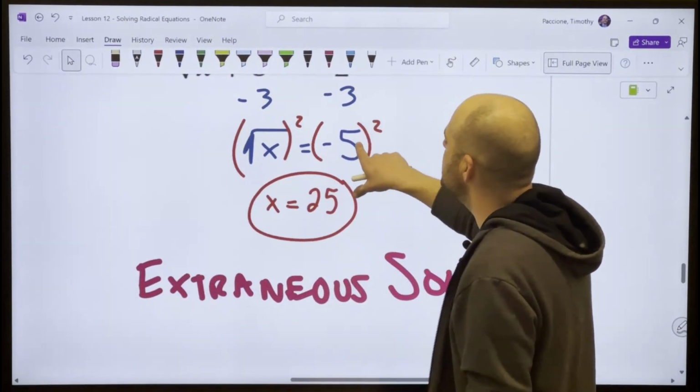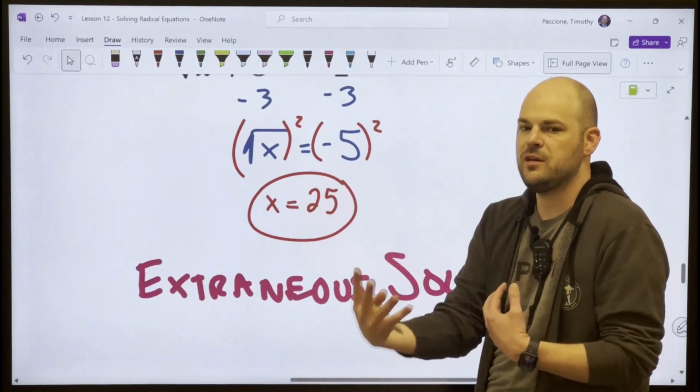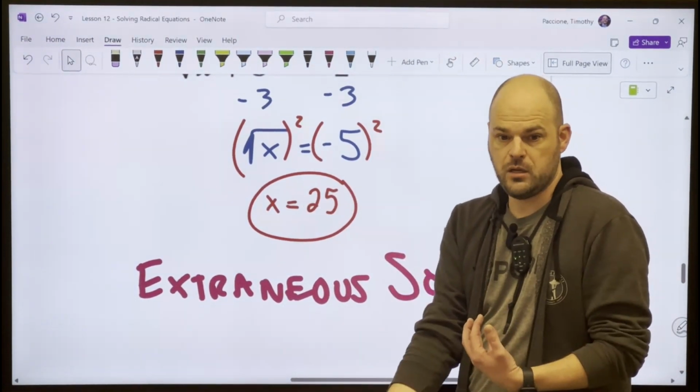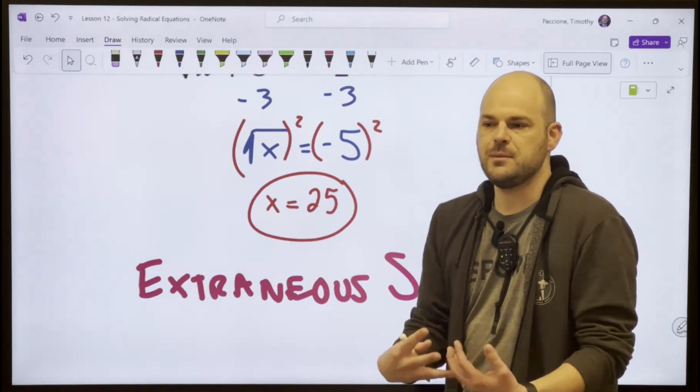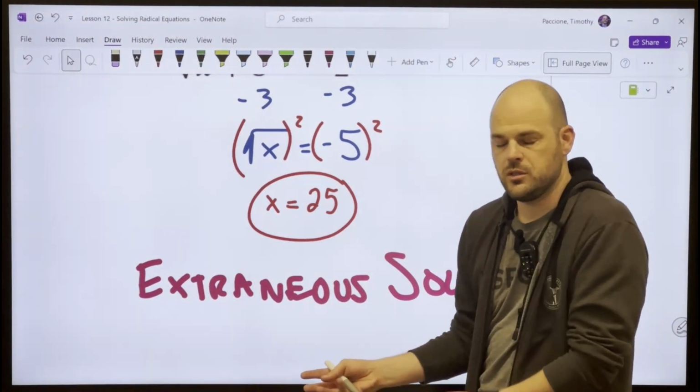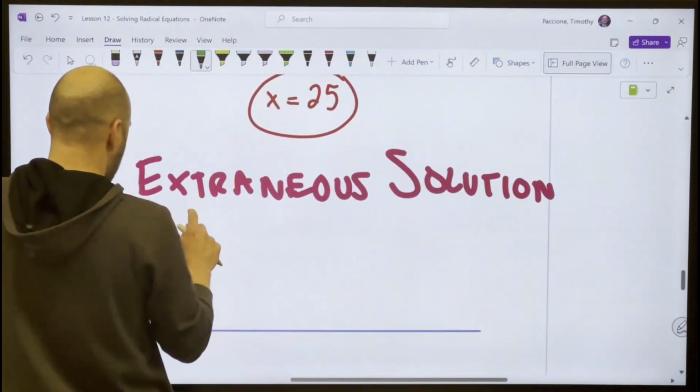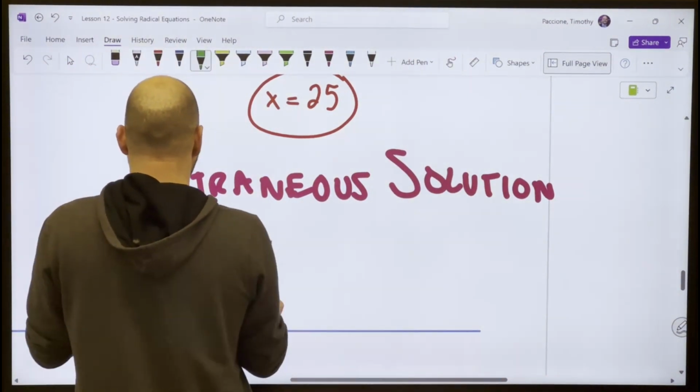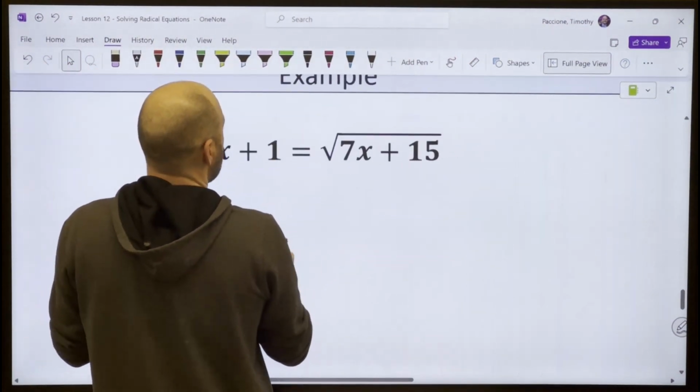Also, it happens a lot when you square things. You fundamentally change an equation when you square it. You add a layer to it, and sometimes that layer gives a false solution. I'll show you what I mean, okay? Let's look at this next example. Okay, so here we go.